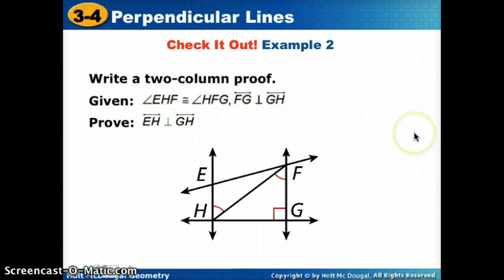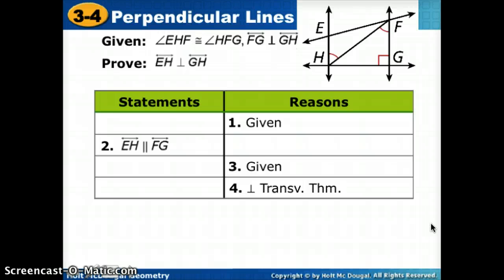This one's a little messier, so you may want to take another second or two to look over the picture. It says that angle EHF is congruent to angle HFG. You can see in the picture they put the symbols in there for you to know that. They also told us that line FG is perpendicular to GH, and it shows us that in the picture with our right angle symbol. And we want to prove that EH is perpendicular to GH. So here's our proof. We're just going to fill in the missing pieces.